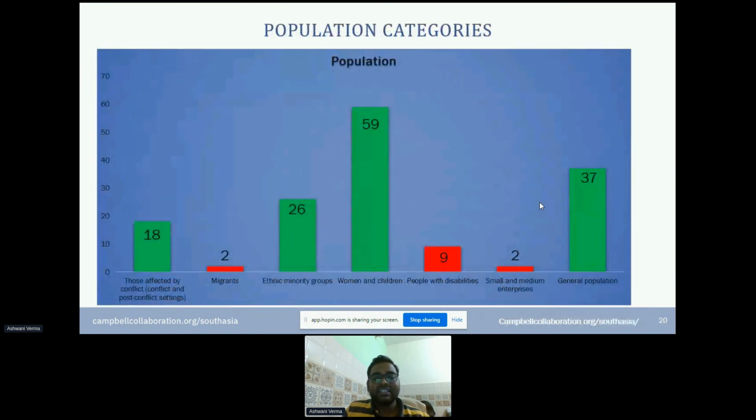And then the population categories. As I mentioned, there are different categories. The maximum number of studies are conducted on women and children, which is 59. Then for disadvantaged groups we have 37 studies, 26 studies focused on minority groups, and 18 studies on those affected by conflict or post-conflict settings. But the main issue is there are only 2 studies each for migrants and small and medium enterprises, and only 9 studies for people with disabilities.